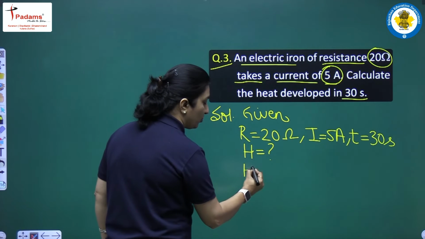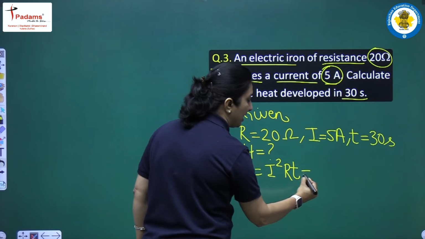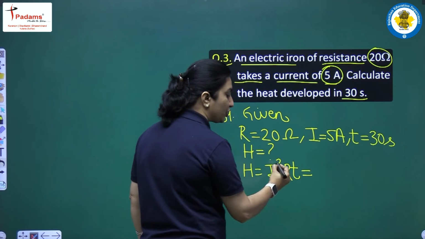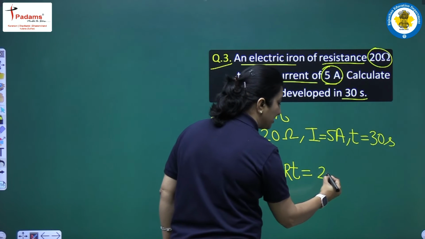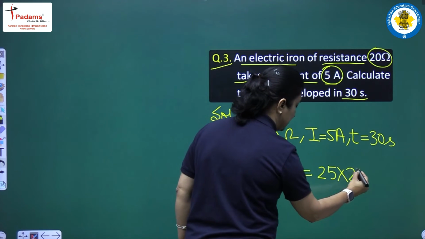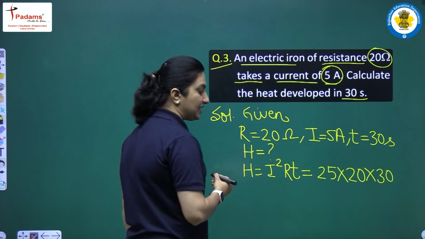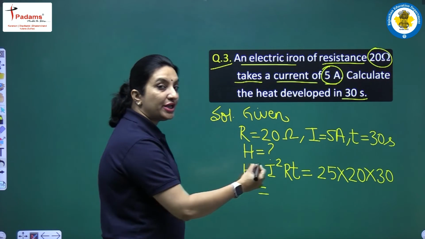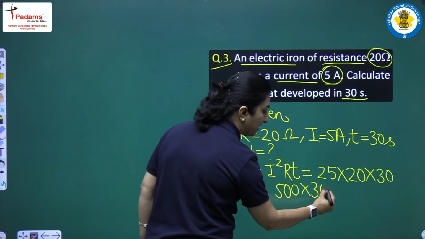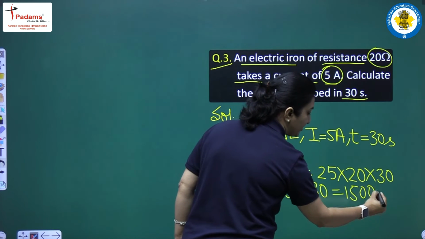So H is equal to I square RT, and we are given all the values. So I is 5. So in place of I square we will have 5 5s are 25. In place of R I will have a 20, and in place of T I will have 30. So when I multiply 25 by 20, I will get a 500. This will be multiplied by 30. So 5 3s are 15 and I have 15,000.